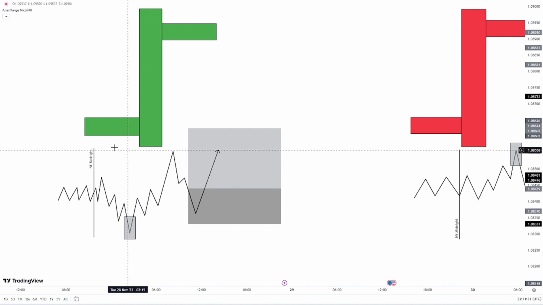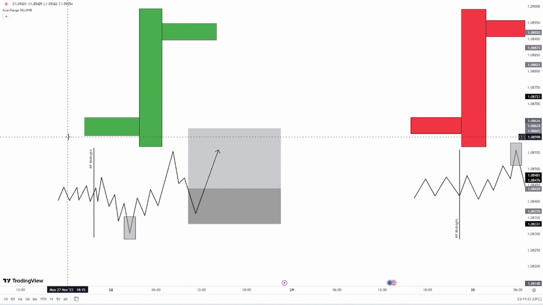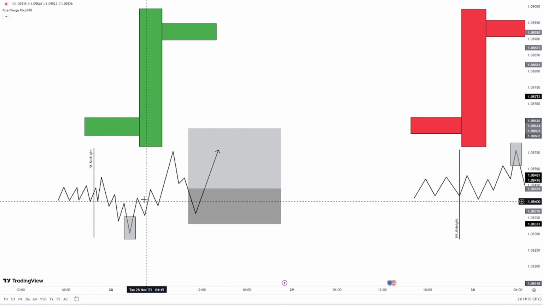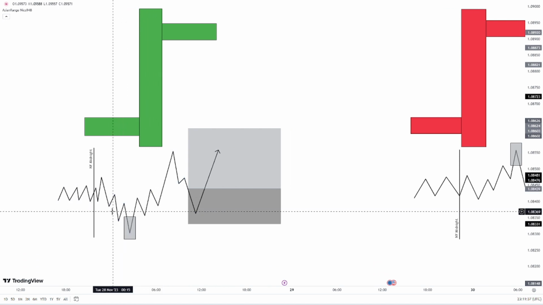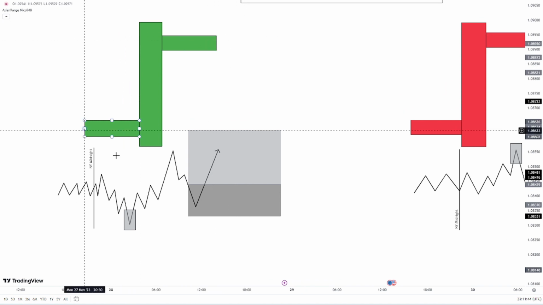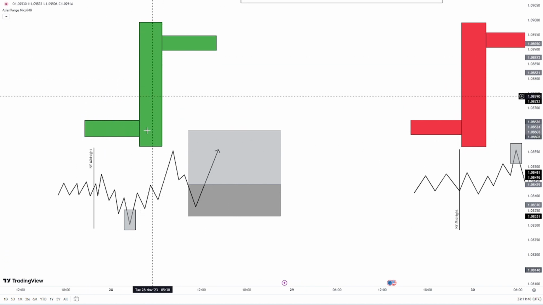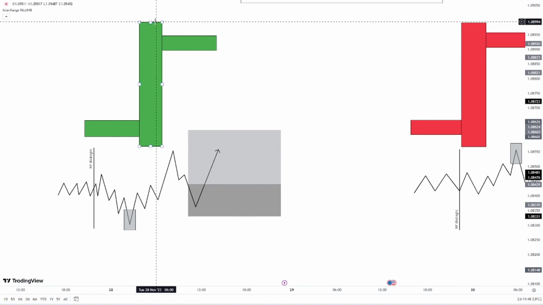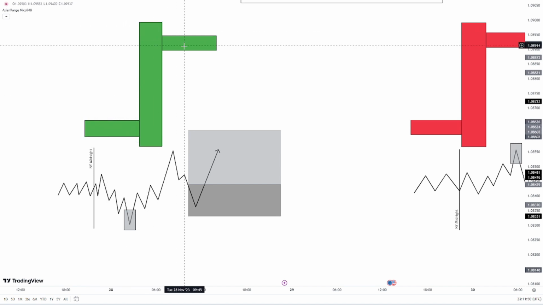Now we see an expansion. We see an accumulation during the Asian session, manipulation in London, then we see a distribution breaker structure going into the London or the New York session, or both typically, and that represents our bullish candle. So you see the open, low, high, close.